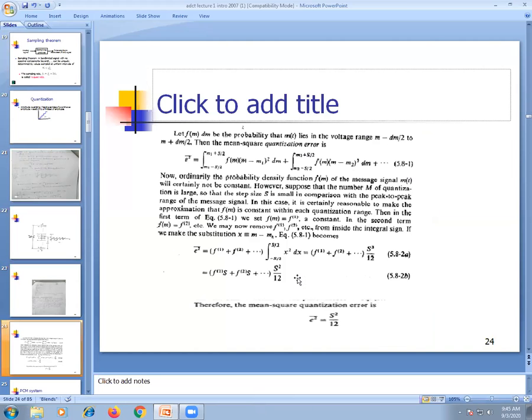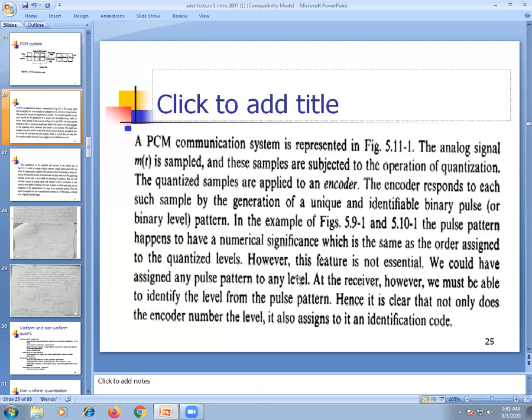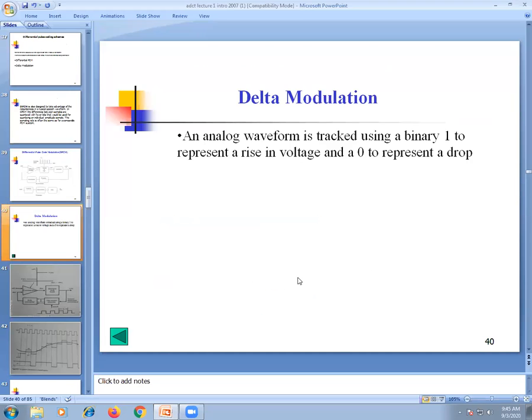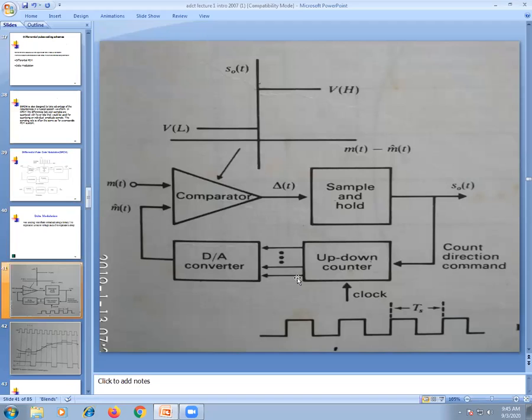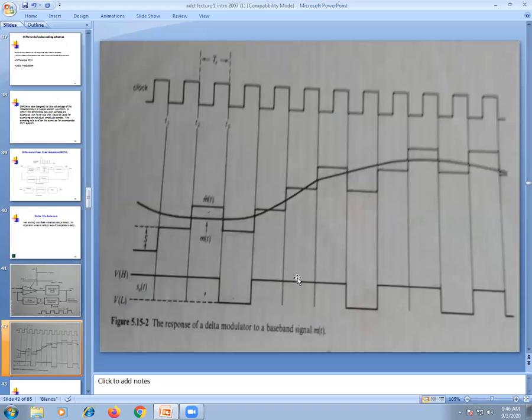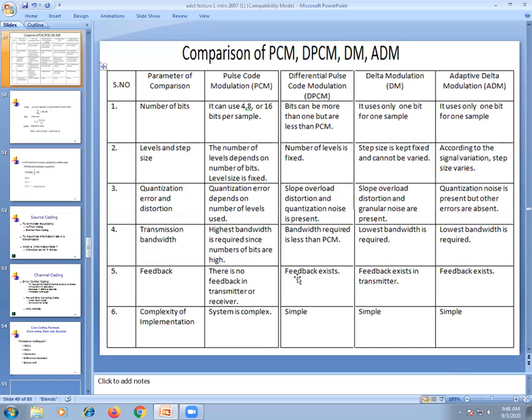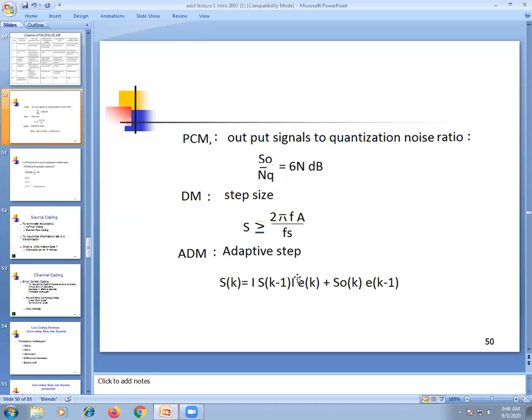Then pulse code modulation, the PCM system, DPCM, delta modulation, adaptive delta modulation, and comparison of PCM and DPCM. These are the mathematical equations to remember.